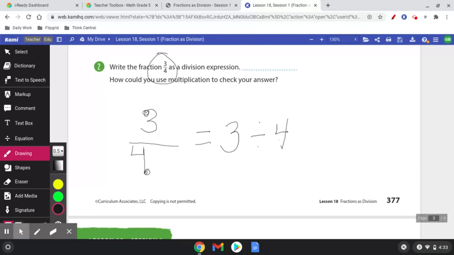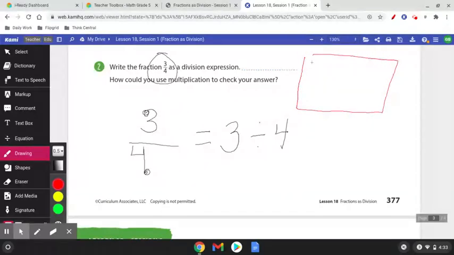It says how could you use multiplication to check your answer? So you could use that inverse operation. That 3 divided by 4 is 3/4. So if I look at it as multiplication, what I would have to do is look at it. Let me start that over. I'm going to write it up here so it's not so big.